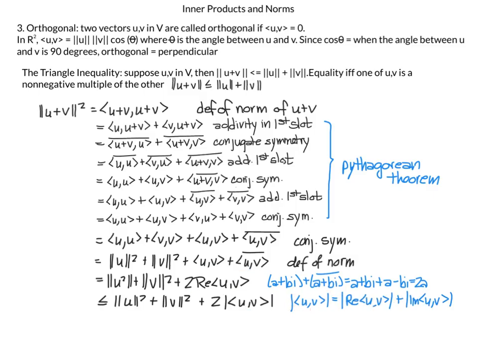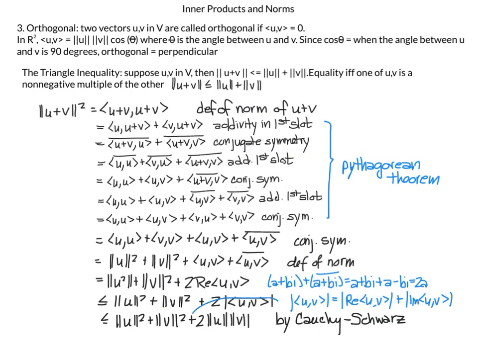Now the absolute value of the inner product of uv is equal to the absolute value of the real part of uv plus the absolute value of the imaginary part of uv. In this case, we don't have an imaginary part, so this is equal to 2 times the absolute value of the inner product uv, which is less than or equal to the norm of u squared plus the norm of v squared plus twice the norm of u times the norm of v. This part here comes from Cauchy-Schwarz.